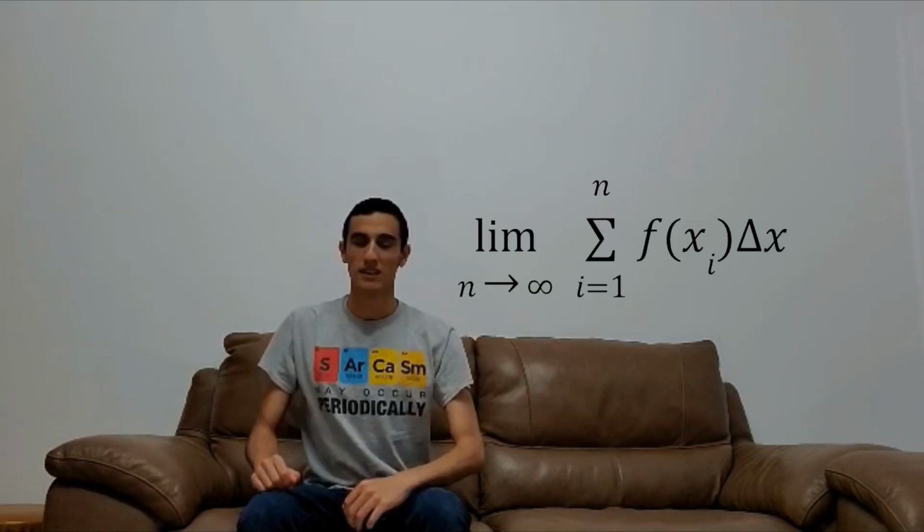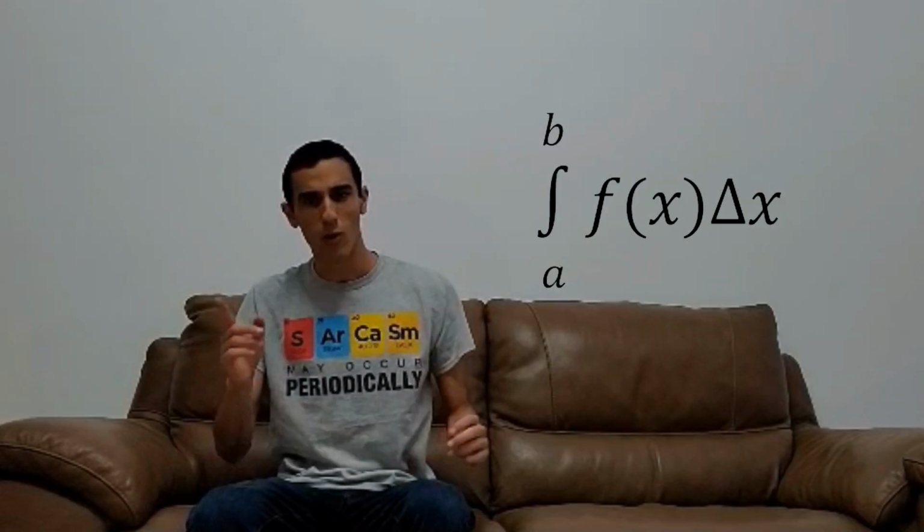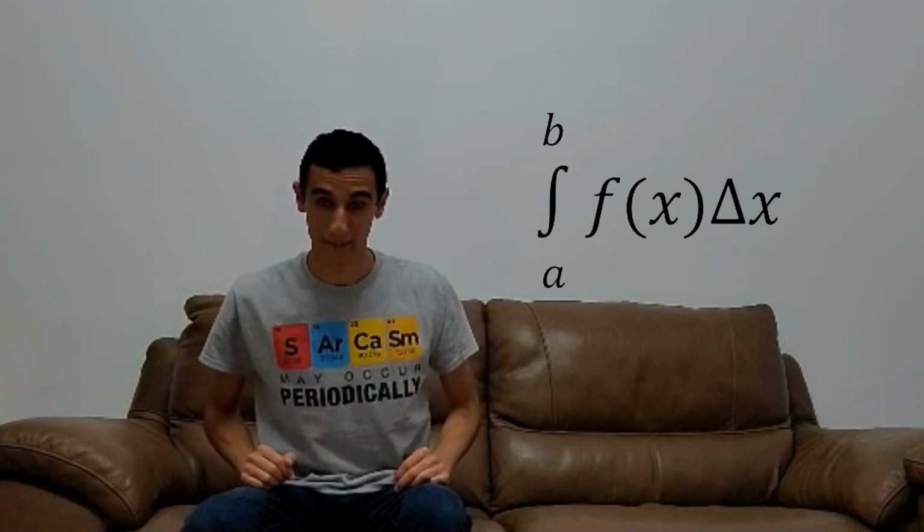As with most things dealing with infinities, we have to use a little bit of calculus. In this case, a limit. As the number of rectangles, n, approaches infinity. This is just an integral, or rather, an integral is an infinite Riemann sum.